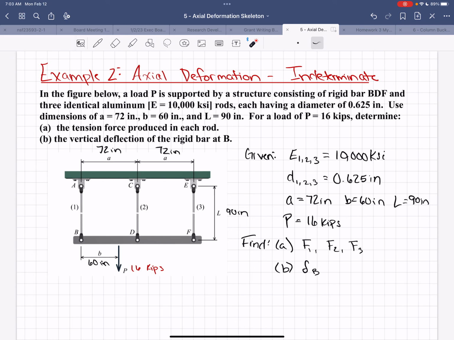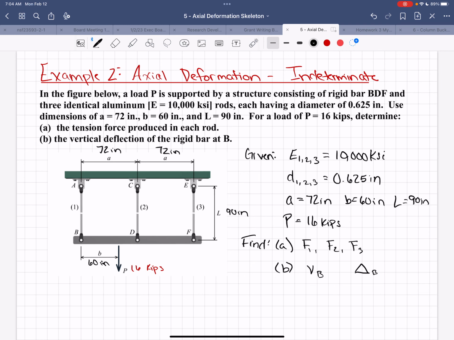Okay, so we know the elastic modulus of all of our bars. We know the diameter, so we can calculate the area. We know the distances. We know the applied load. We're supposed to find these 3 forces, and I'm going to change this. It asks us to find the vertical deflection. So another way to write vertical deflection is V at B. In our last example, I wrote it as delta at B. It's kind of a little different.